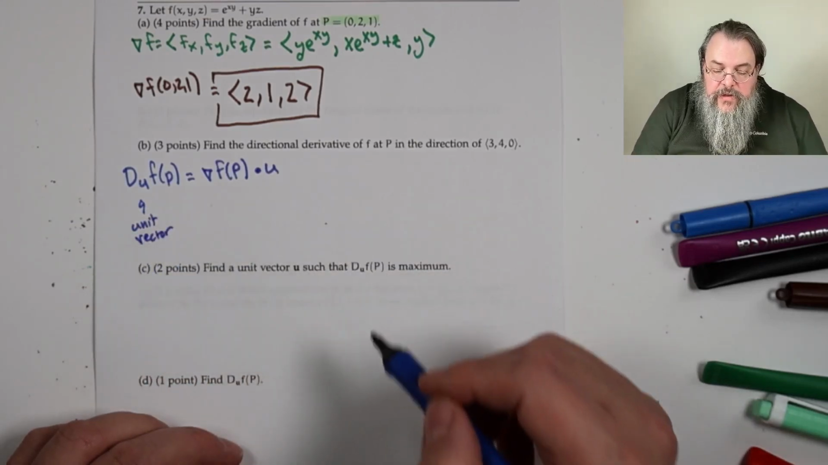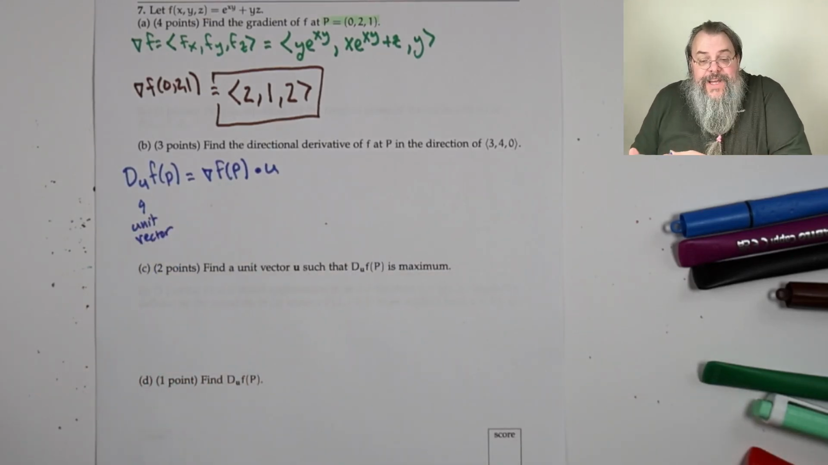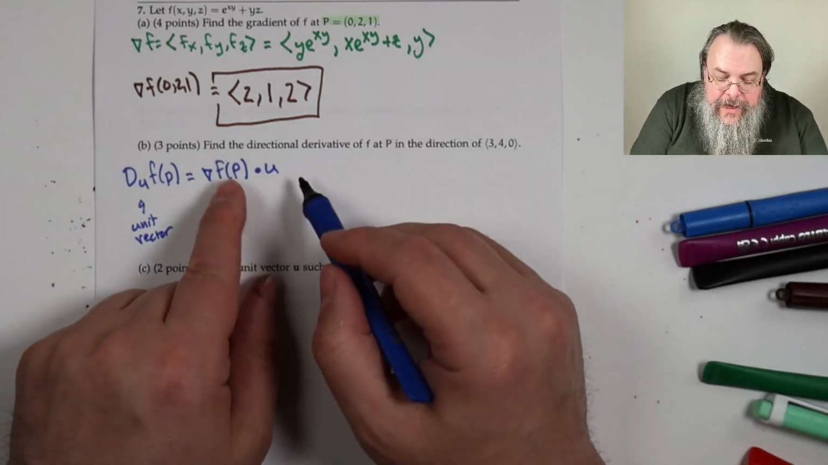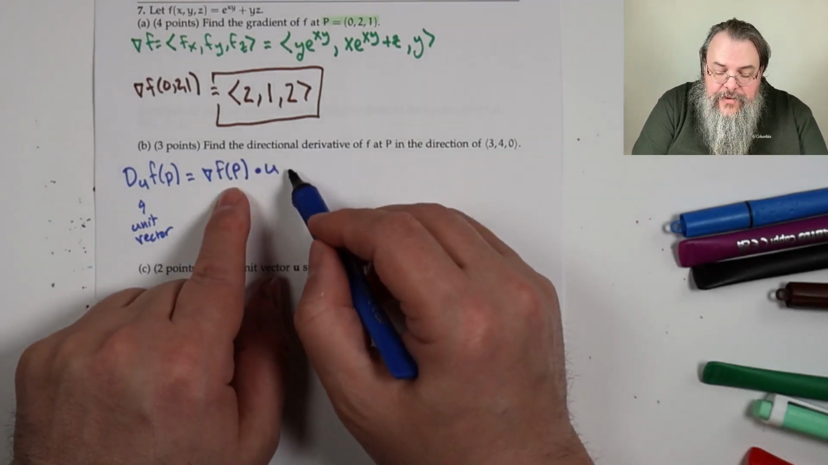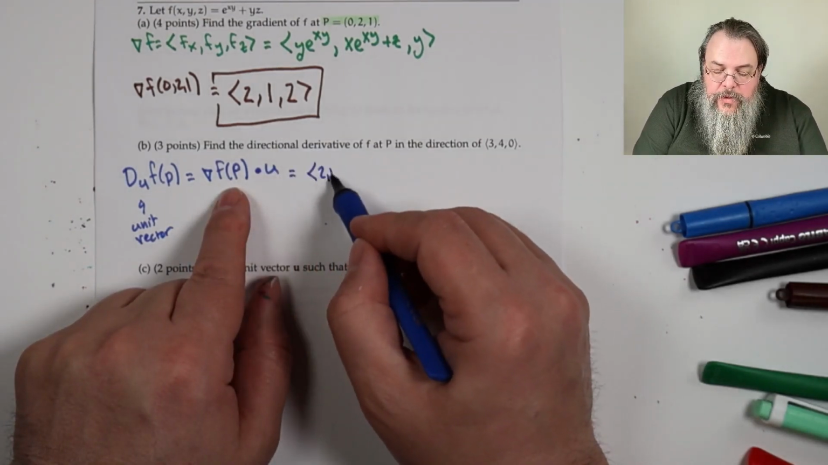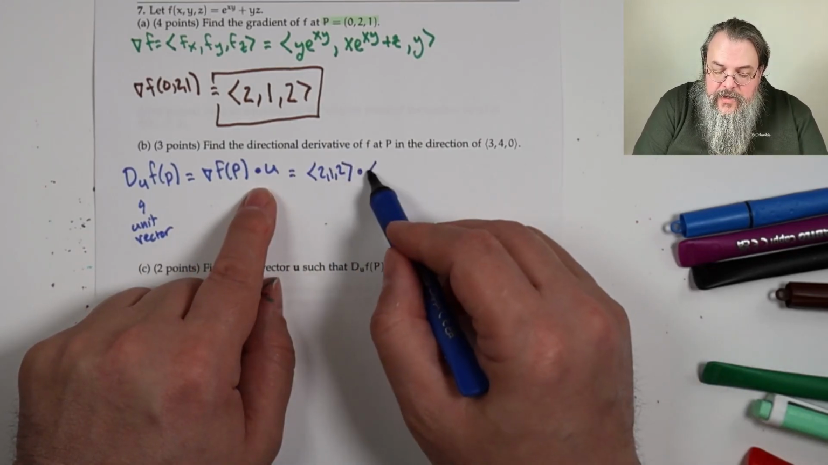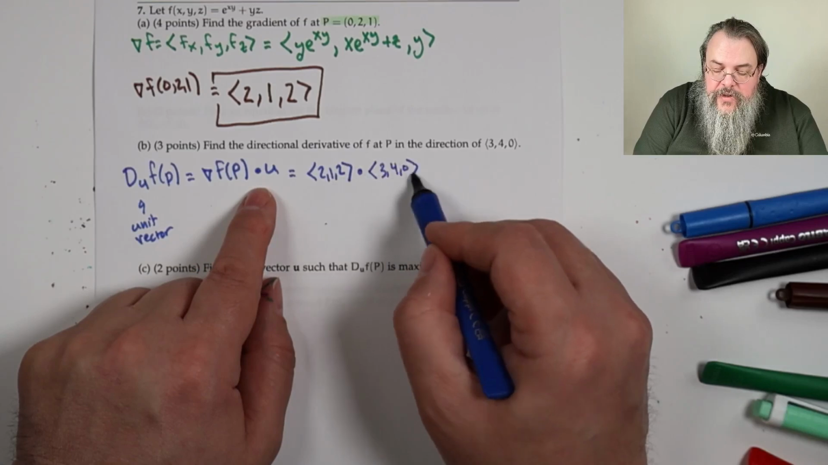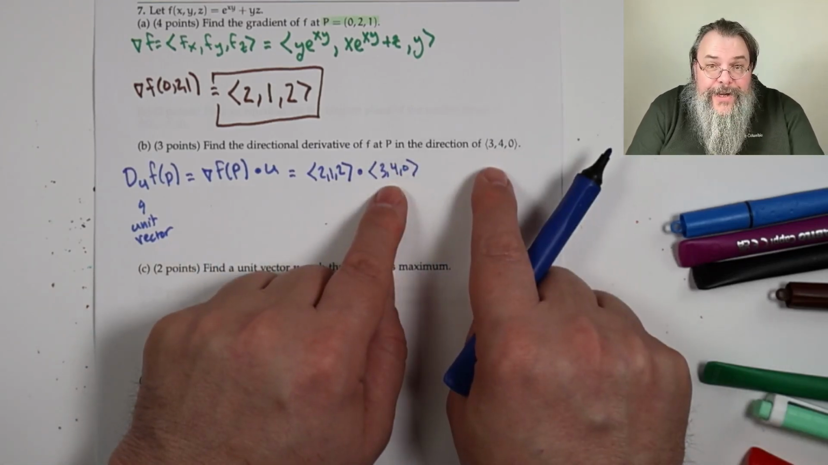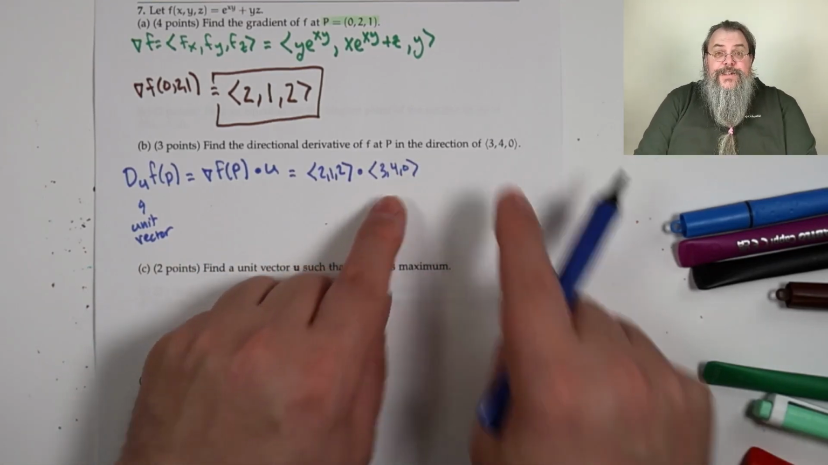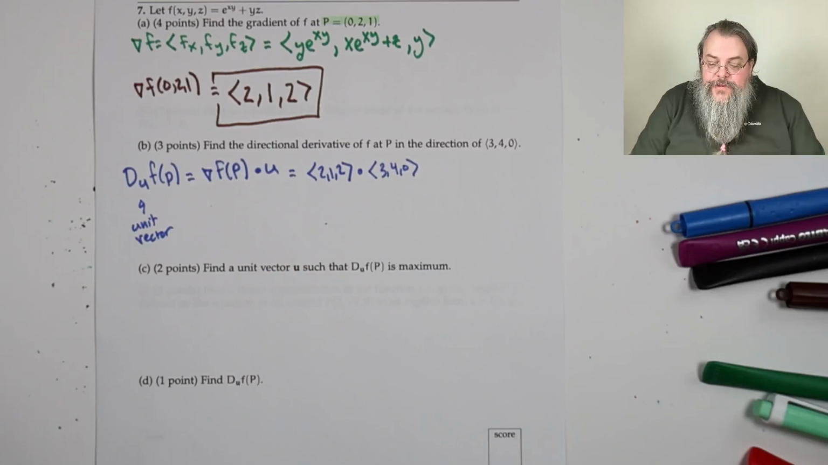Now the good news is we did some work in part A. So we say, hey, I know what the gradient is. So we say this is (2, 1, 2) dot. We have our direction vector, (3, 4, 0). But wait, that's not the right direction vector. Because what is the magnitude of (3, 4, 0)?